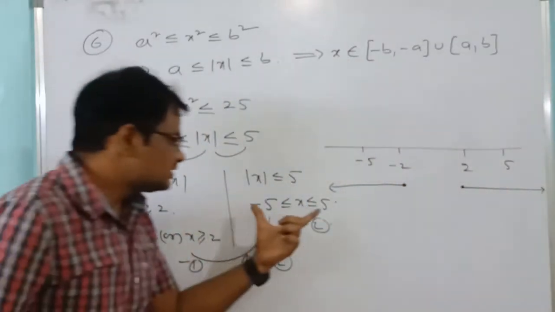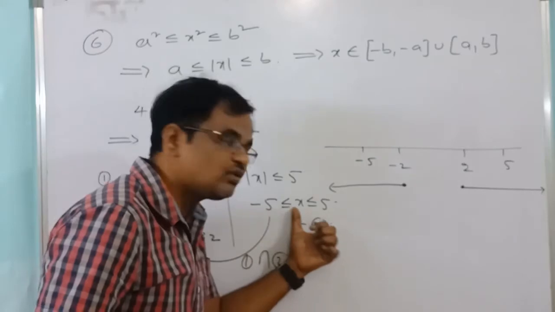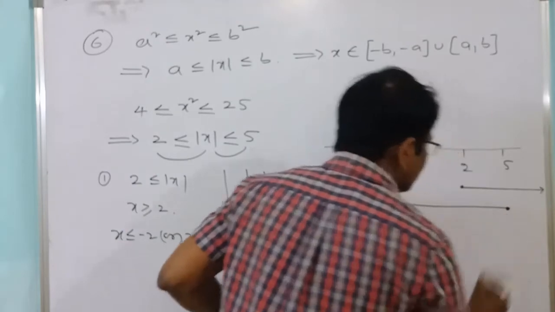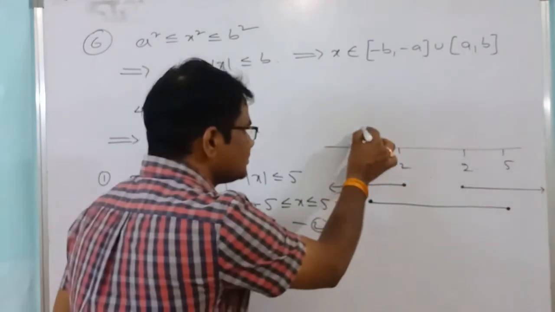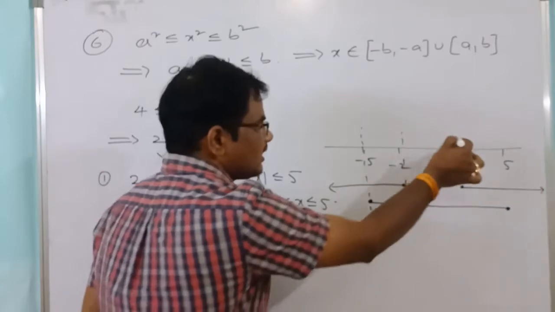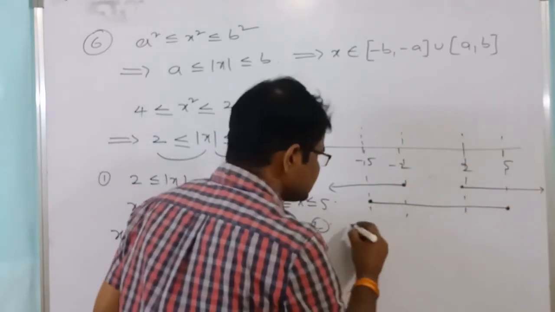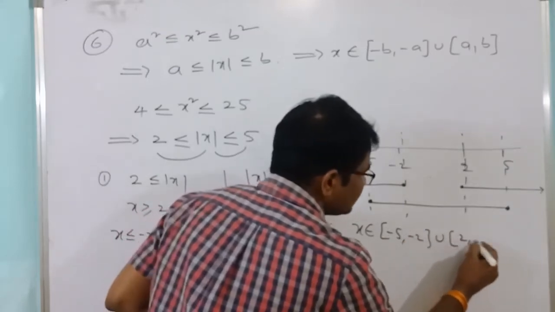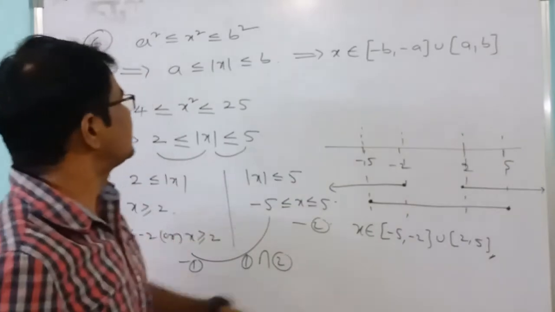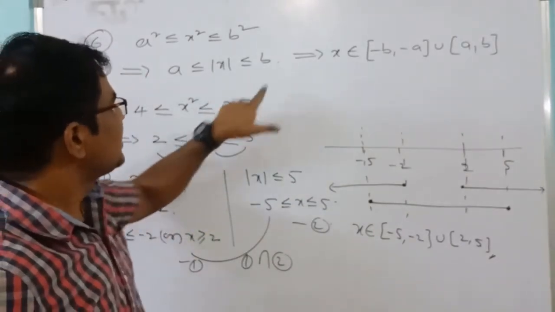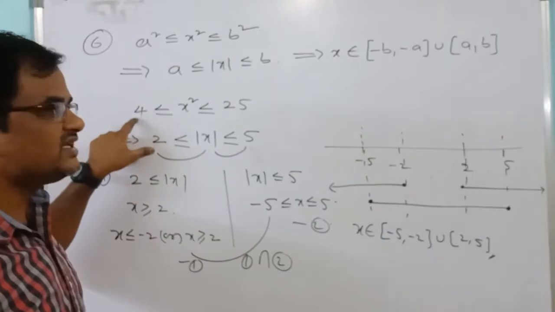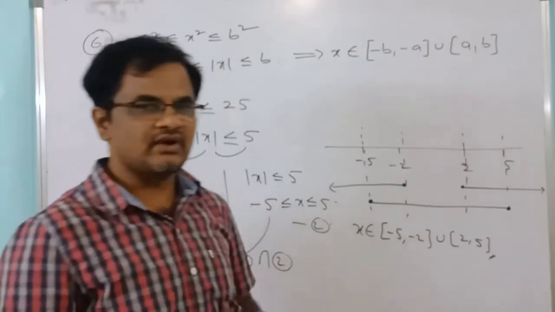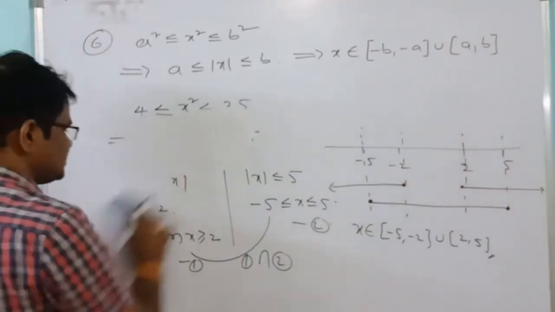Next, second one, minus 5 less than or equal to x less than or equal to 5 means here 2 here. Now what is the common values in this? So here 2 and here 2 means x belongs to closed interval minus 5 to minus 2 union 2 to 5. Satisfied or not? Once you check. Here 5 is b and this is a. So 2 is a. So minus 5 to minus 2, 2 to 5. Like this we have to do. Right? Next.